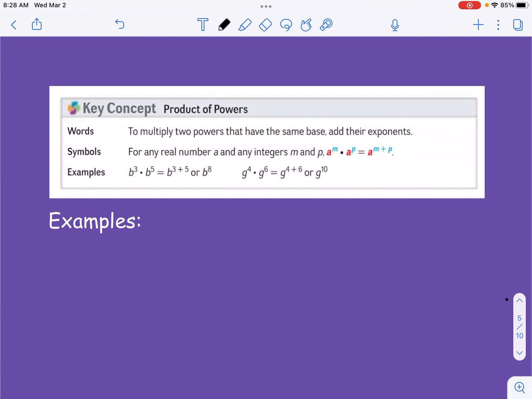All right. So now what we're going to do is look at what happens when we multiply terms that have exponents. How does that work? What can we combine? What can we do?